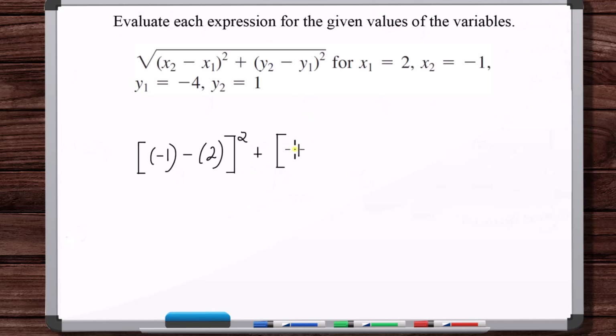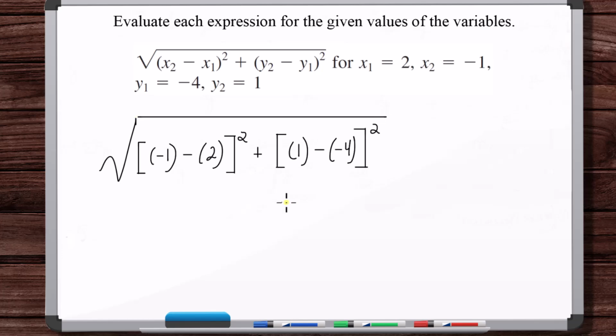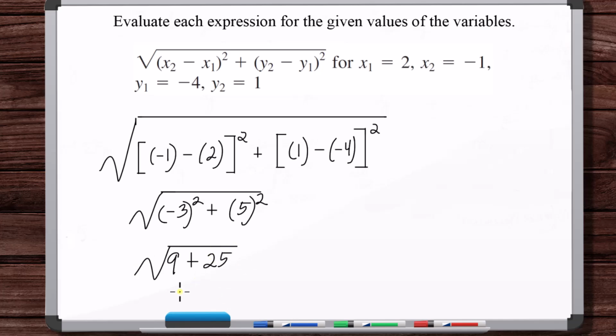y2 is going to be 1, y1 is going to be minus 4, all of that squared, and then the principal square root of all of this. So we've got here minus 1 minus 2 is minus 3. Here we've got 1 plus 4, which is 5. Minus 3 squared is 9. 5 squared is 25. 25 plus 9 is 36. The principal square root of 36 is 6.